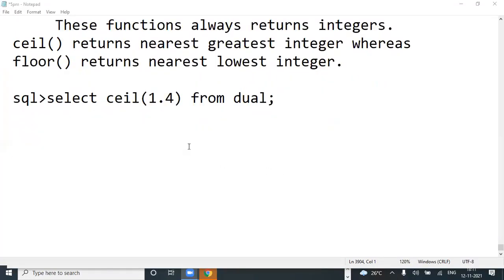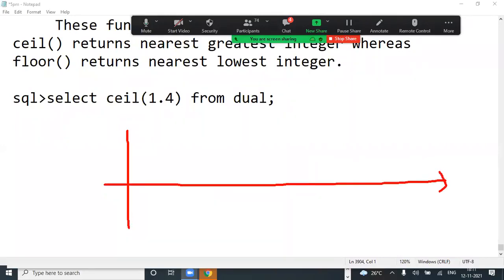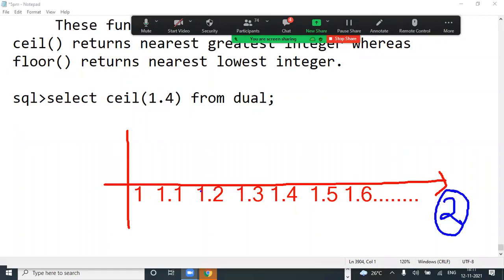Observe here, which one is the correct answer? A simple technique I am using: suppose many of you are good at mathematics, with XY coordinates. Do you have an idea or not? Then your imagination is very easy. Check it out here: 1 is there, then 1.1, 1.2, 1.3, 1.4, 1.5, 1.6, 1.7, 1.8, and here 2 is there. Here 2 is an integer, here 1 is an integer. In between them, many floating point values are there.